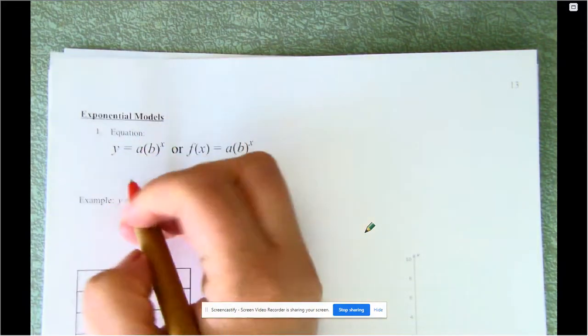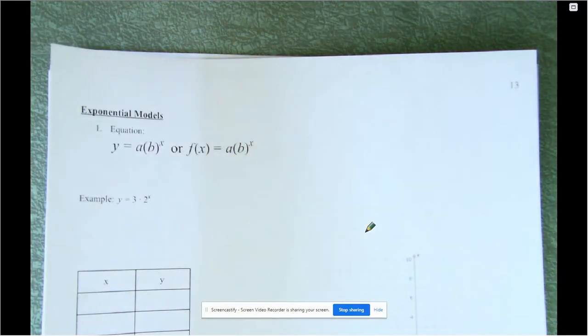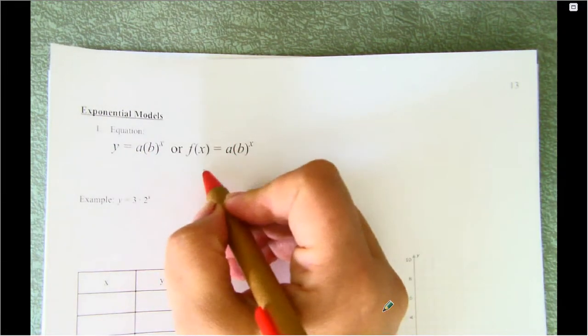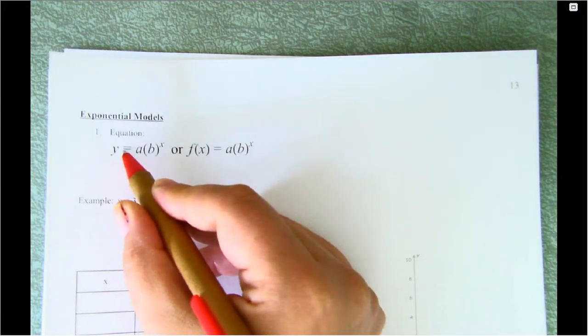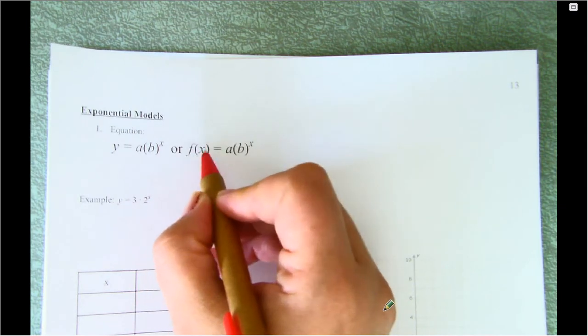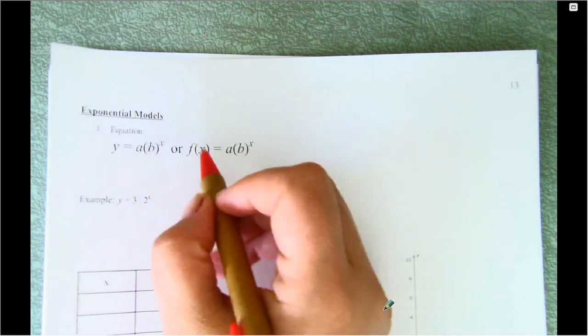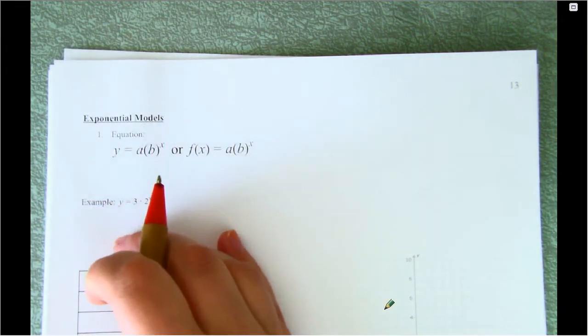Exponential models, guys: y equals a times b to the x power, and that is the same as f of x equals a times b to the x power. y really means f of x. That is really where the value of y is. So you can see a different way of writing it. We'll talk about notation of functions later on in the future.